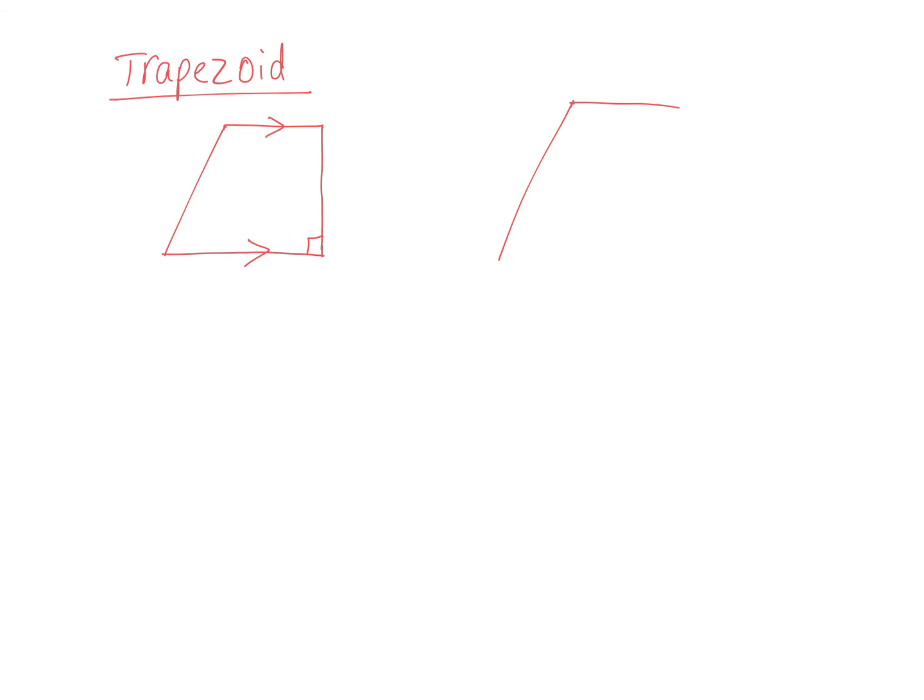All right, the next shape that we study is the trapezoid. So it has one pair of parallel sides. This can be 90, it can be any angle. It can have an isosceles trapezoid where there are equal sides. Two sides are equal. So this is an isosceles trapezoid.